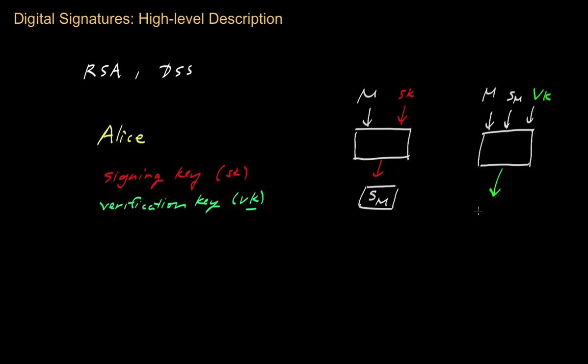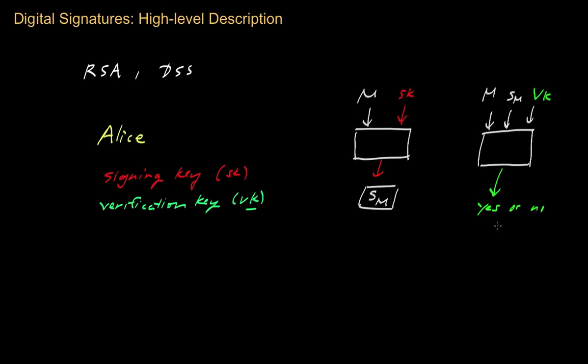You can verify everything with knowledge of only the public verification key. And the verification procedure basically outputs a yes or no. It tells you, should I accept the signature or should I reject it? Okay, it's a basic validation procedure.